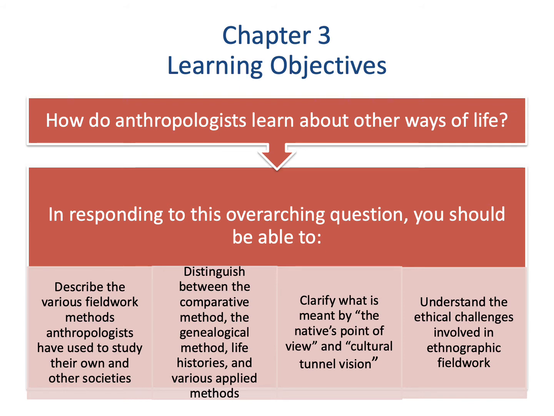For this chapter, our learning objectives, we've already talked about. We're considering the question, how do anthropologists learn about other ways of life? And by the time we've finished, you should be able to answer this question and to describe the various fieldwork methods anthropologists have used to study their own societies, distinguish between the comparative method, the genealogical method, life histories, and the various applied methods, clarify what is meant by the native's point of view and cultural tunnel vision, and understand the ethical challenges involved in ethnographic fieldwork.